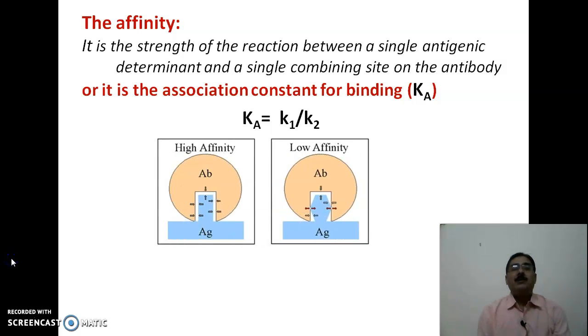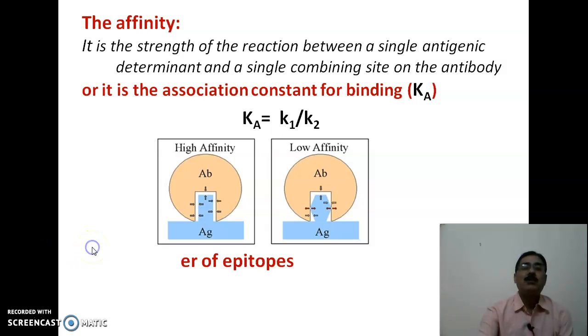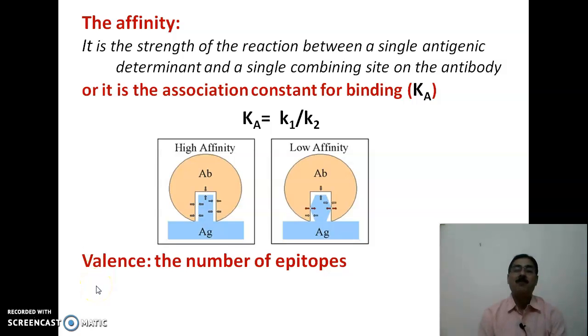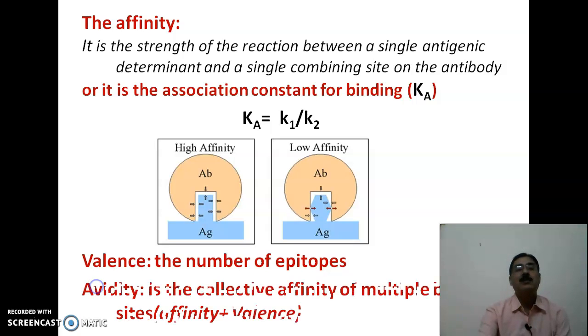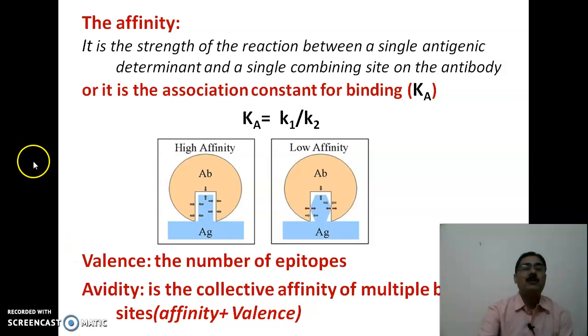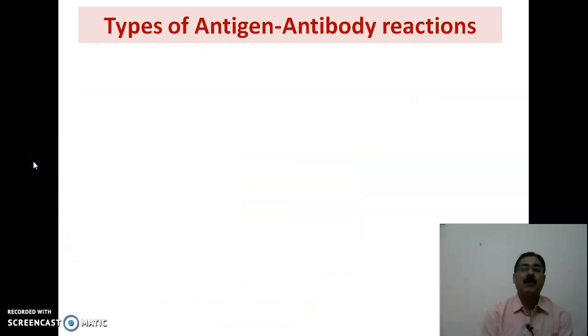Depending upon the affinity, high affinity or low affinity, we can determine this association constant. The valency, as I told you earlier in my first lecture, is the number of epitopes present, while the avidity is the collective affinity of multiple binding sites. It means affinity plus valency. We have discussed this in my earlier lectures.